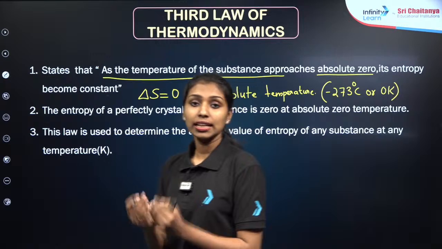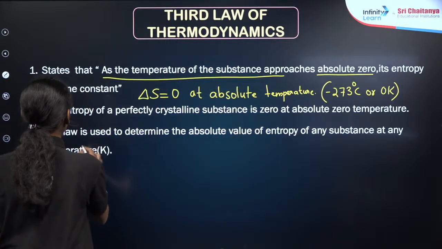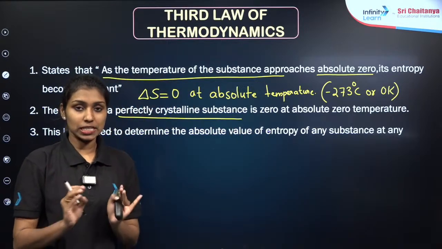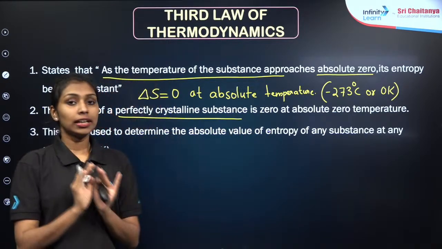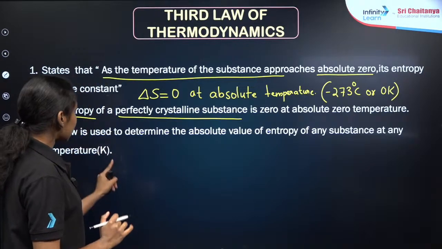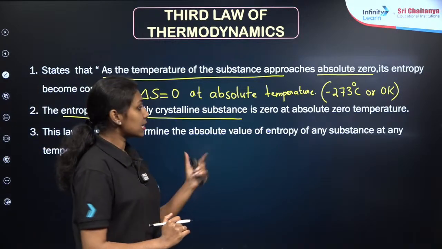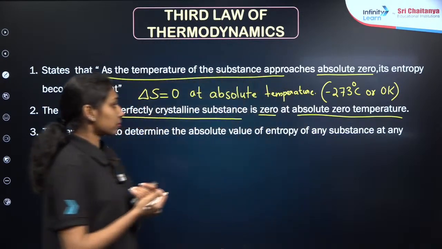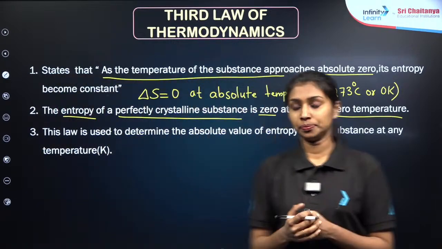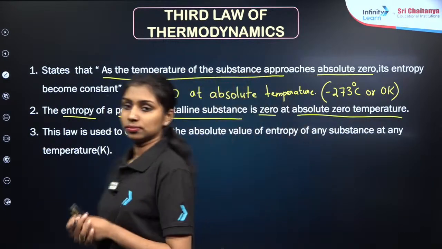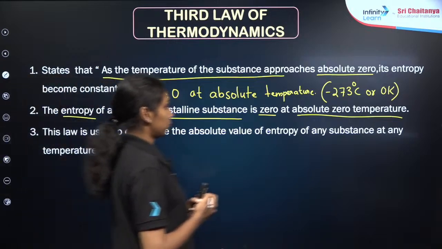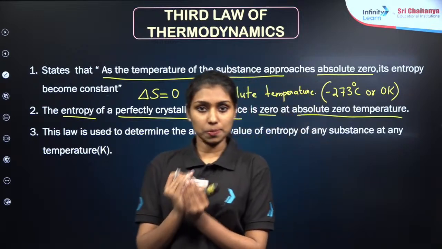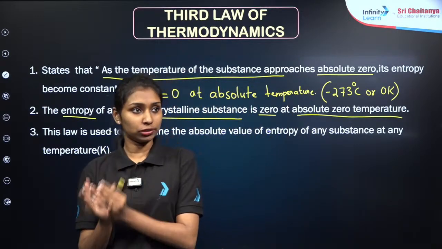So that we are introducing the term absolute entropy, right? So we can say that the entropy of a perfectly crystalline substance. Perfectly crystalline substance means there will be the proper arrangement, right? Or disorderness will be very low. So we can say that entropy of a perfectly crystalline substance is 0 at absolute zero temperature. Clear? So by the use of the third law of thermodynamics, we are just introducing the absolute entropy of a substance, right? That's all about the third law of thermodynamics.